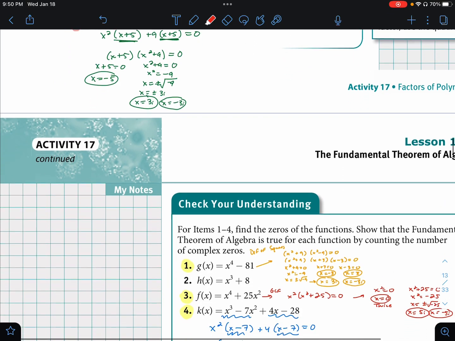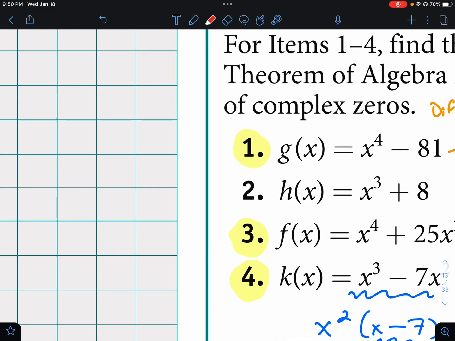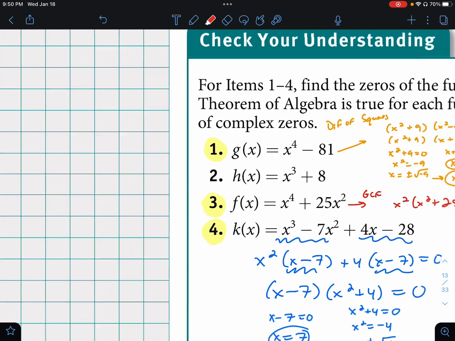On this next page, I recommend trying 1, 3, and 4 on your own. Go ahead and pause here. Try them on your own. Come back to check your answers. I'll reveal those in 3, 2, and 1.